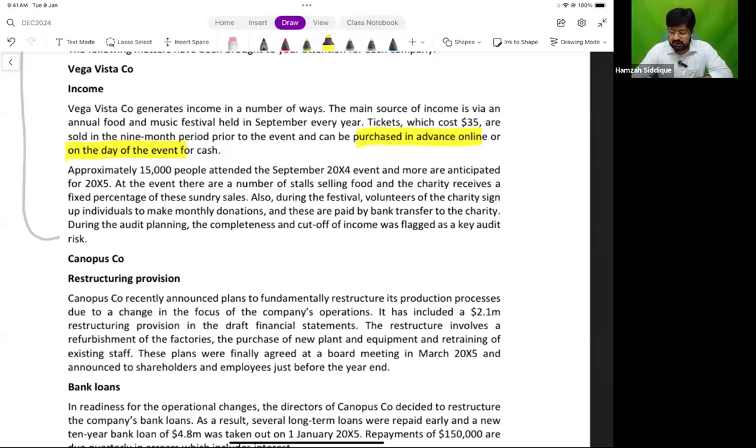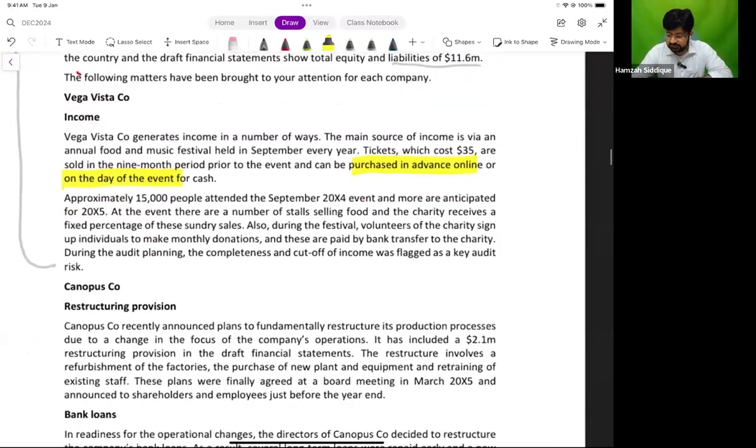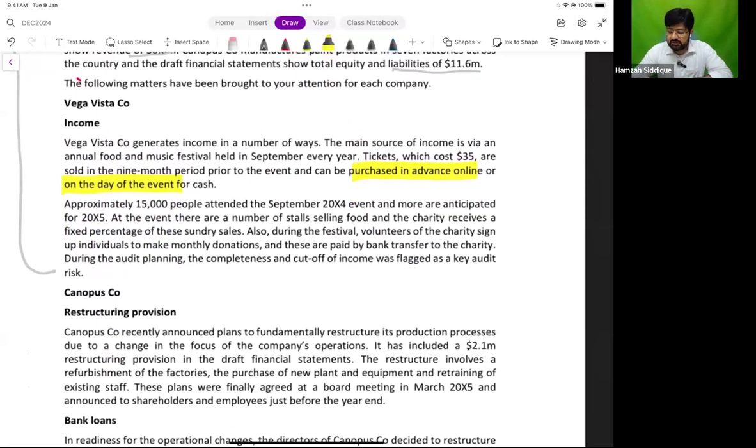Approximately 15,000 people attended the September 20x4 event, this year, and more are anticipated for the coming year. At the event, there are a number of stalls selling food, and the charity receives a fixed percentage of these sales. This is another income of the charity. Now, during the festival, volunteers of the charity sign up individuals to make monthly donations. Monthly donation is the second source of income. They are paid by bank transfer to the charity.